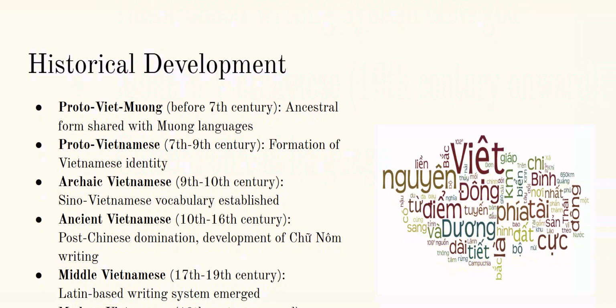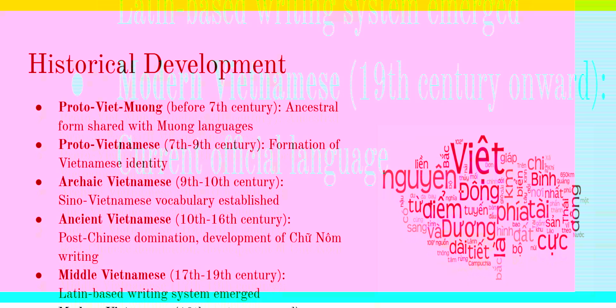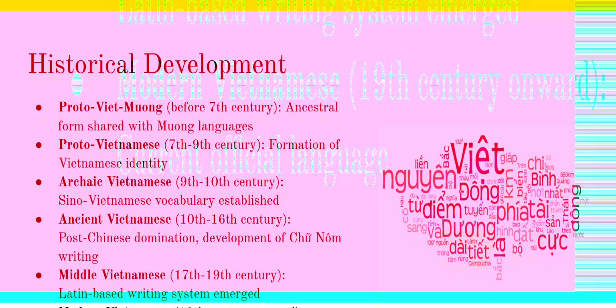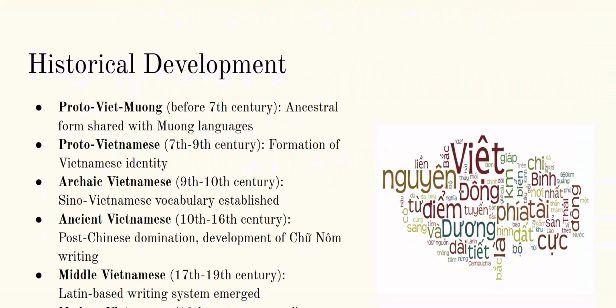So if we talk about how the Vietnamese language developed into what we see today, from the start, it was Proto-Viet-Muong before the 7th century. This is the ancestral form which was shared with the Muong languages. Then Proto-Vietnamese, between the 7th and 9th century, was basically the start of the formation of Vietnamese identity.